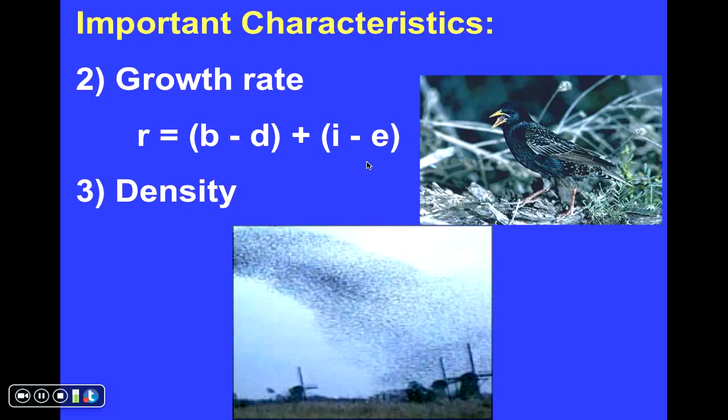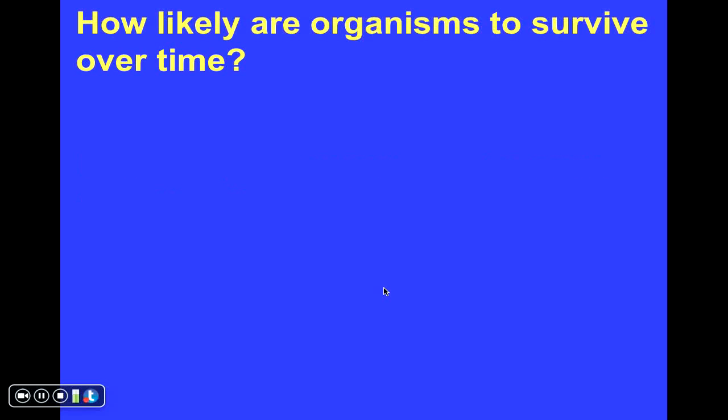In addition, we can talk about density of organisms within a population. So here we see a swarm of starlings, these birds that are very common. They can be found in very dense patches, at least at times. And finally, we'll just mention range, the area across which organisms are found within a population. That too is another important characteristic of populations.